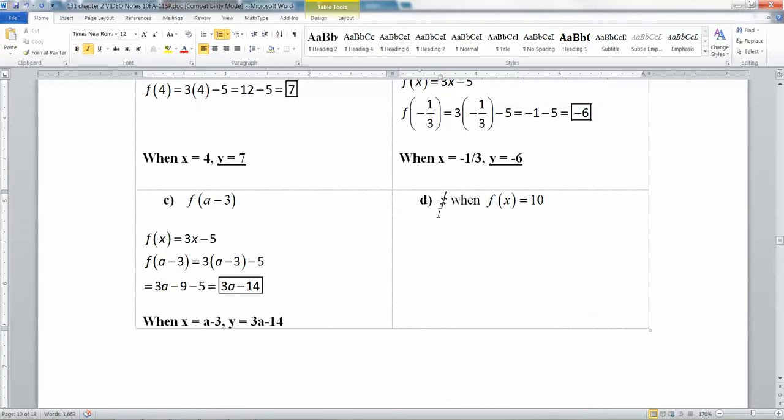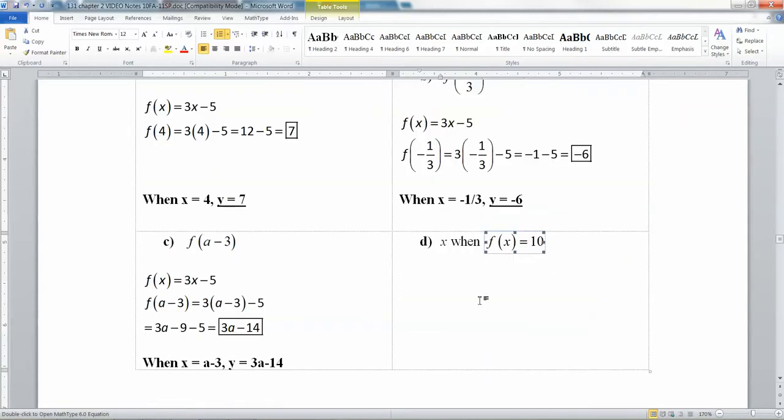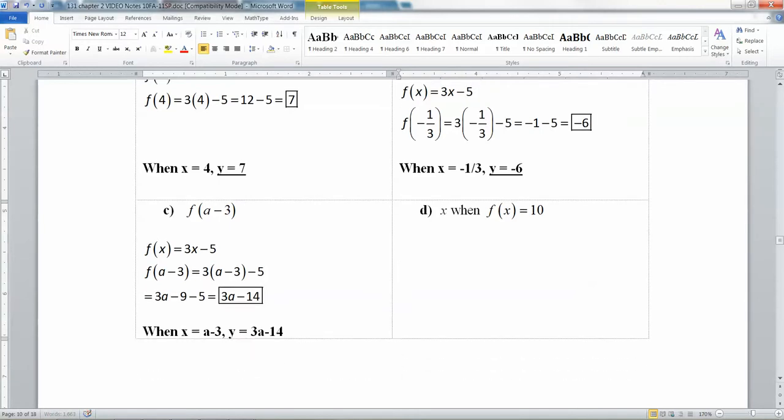Now here, I want you to find the x when f of x equals 10. You can see the 10 is not in that parentheses. I'm not doing the same thing I was doing for A, B, and C. For A, B, and C, you put 10 in the parentheses, so 10 goes in for x. But for D, 10 is outside the parentheses. So I'm asking you, when y is equal to 10, x is equal to what? That's what I'm looking for.